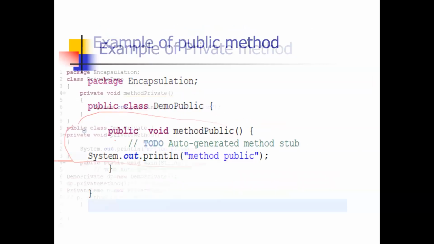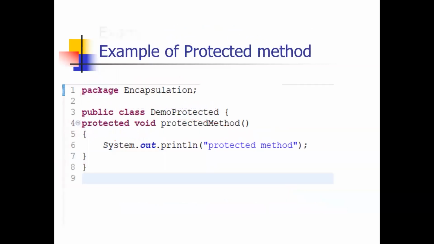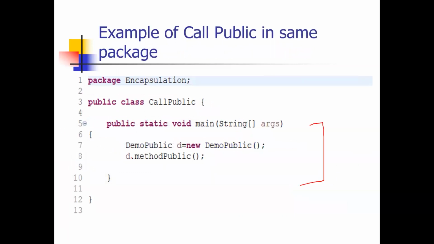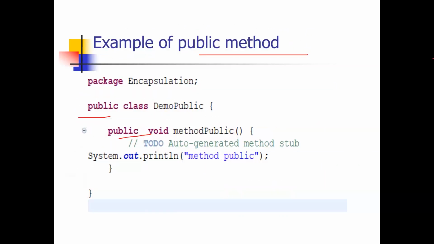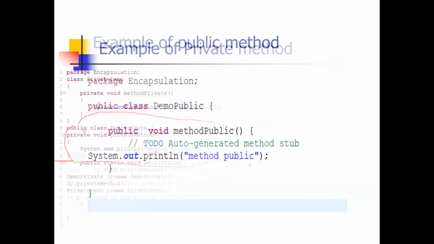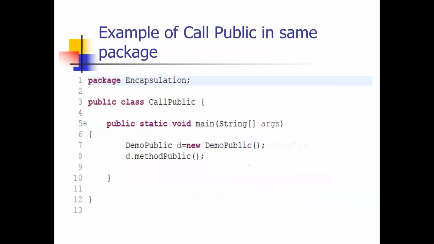Okay. In the demo public class, what we have called is the method public. So in the demo public class, it will see where the method public is. This is method public. Now the code inside the method public is "method public", so it will show the output "method public". Okay. This is where we are calling it in the same package.